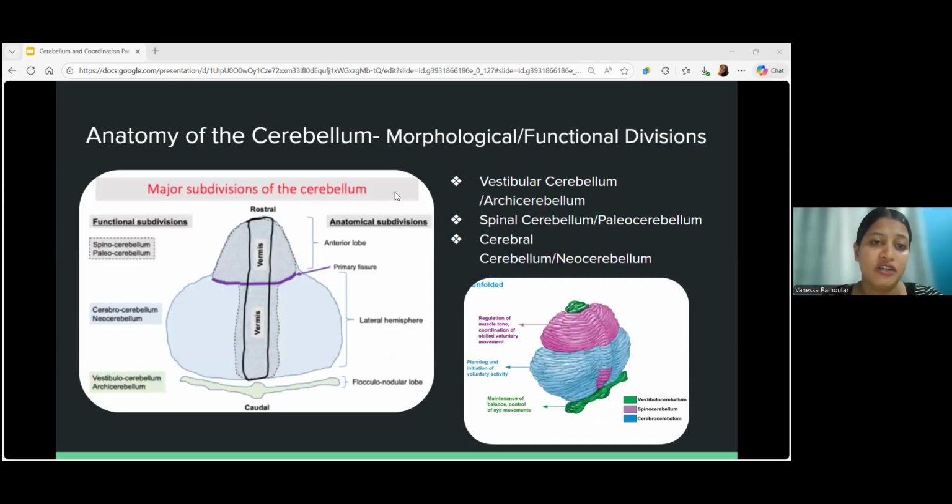Based on functional criteria, the cerebellum is divided into three parts: the vestibular cerebellum, or archicerebellum, the spinal cerebellum, or paleocerebellum, and the cerebral cerebellum, or neocerebellum.